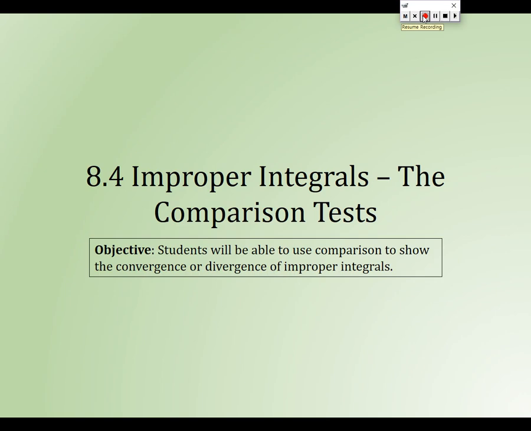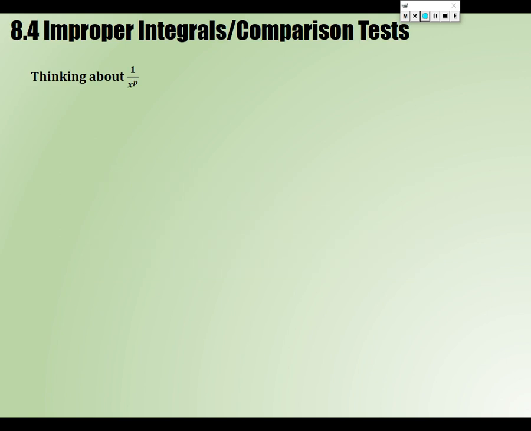Comparison tests is in the plural because there are two that we'll be looking at today. Some of you might even recognize the names of these, at least, from some of your pre-calculus experience. So we'll start by thinking about 1 over x to the p, and I've given you verbatim what I'm putting up here, just because I want you to focus not as much on writing as on understanding, asking questions, annotating, making sure you understand why this works the way it does.